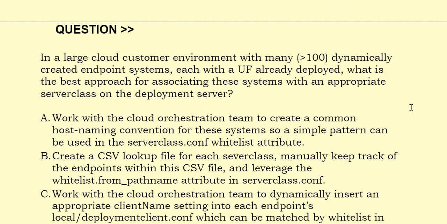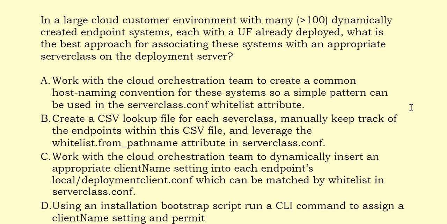Option A. Work with the cloud orchestration team to create a common host naming convention for these systems so a simple pattern can be used in the serverclass.conf whitelist attribute. Option B. Create a CSV lookup file for each server class, manually keep track of the endpoints within the CSV file, and leverage the whitelist.from_pathname attribute in serverclass.conf.